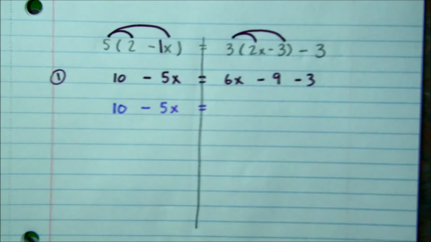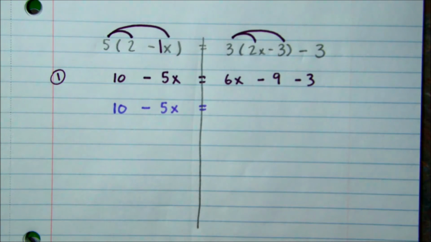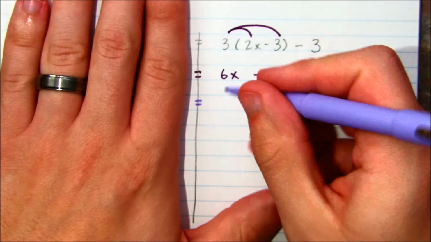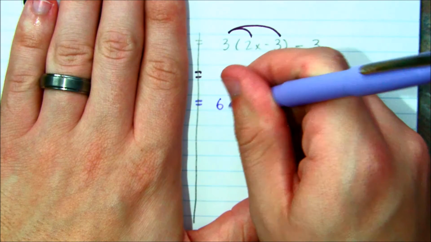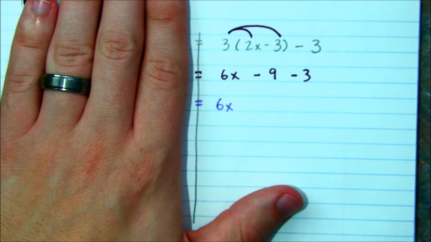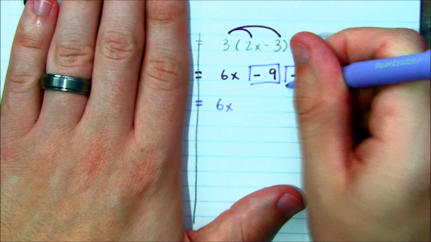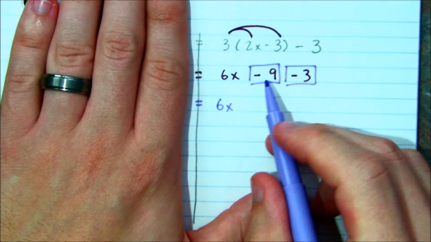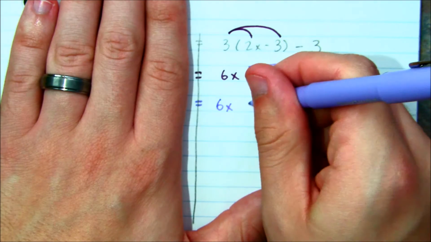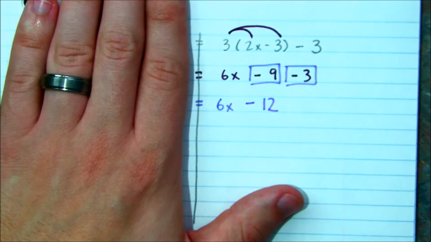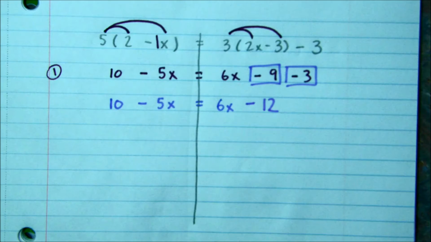But on this side, I do have some like terms. 6x, well, there are no other x's, so I'm not going to combine it. But I do see that I have a negative 9 and a negative 3. So I can combine those. Negative 9 minus 3 gives me negative 12. So everything is combined. So that's the end of step 2.